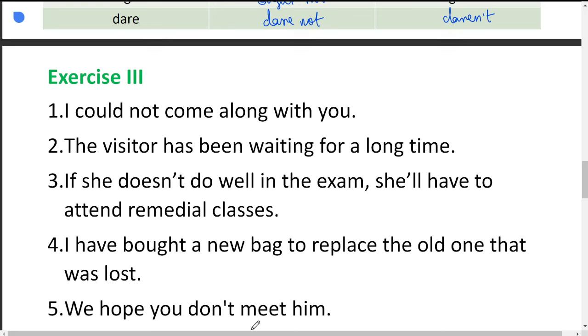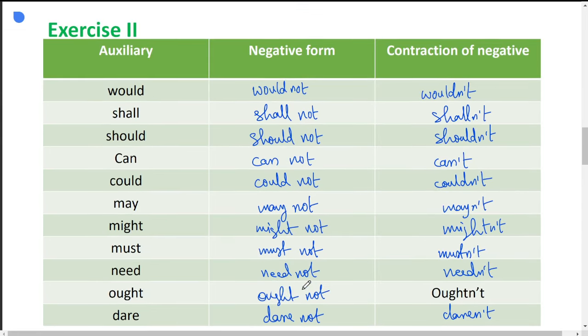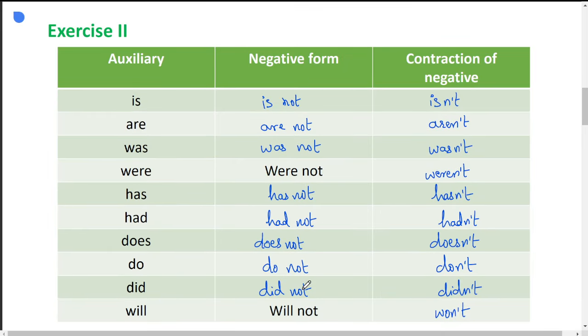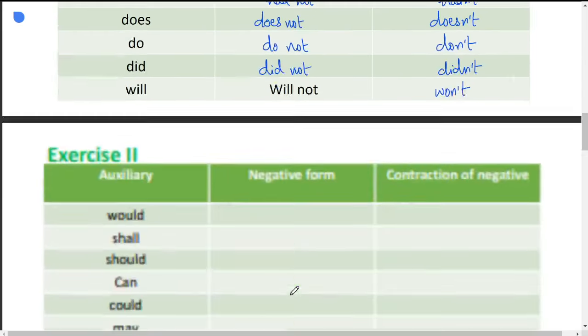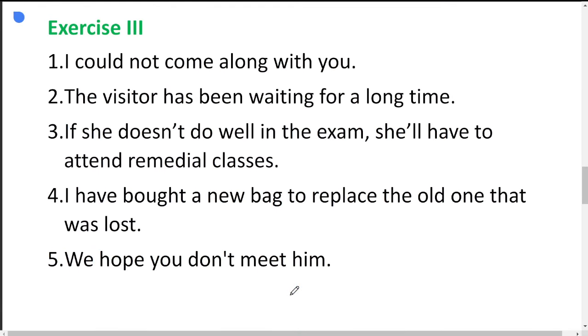Okay, you have to find which is the helping verb and which is the main verb. The main verb is nothing but the action verb, and all the verbs which you have seen now are helping verbs. We call them auxiliary verbs. Okay, let us get started with the first one. I could not come along with you. Now what is the helping verb and what is the main verb?